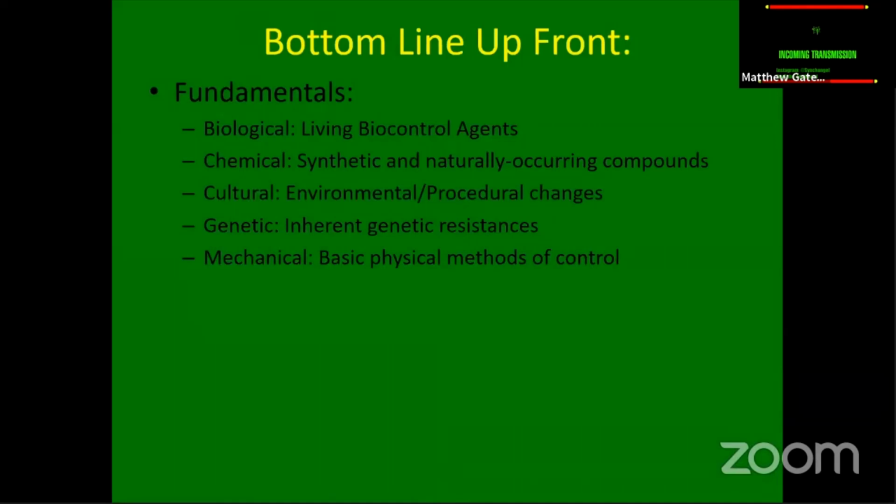But here's the bottom line up front. I like to characterize the different kinds of integrated pest management techniques or actions that you can make in groups. Usually I put them into 5 groups that I normally name, and sometimes I'll change them a little bit, and I'll get into that. But essentially they're the biological, the chemical, the cultural, the genetic, and the mechanical types of controls. Biological controls are kind of self-explanatory.